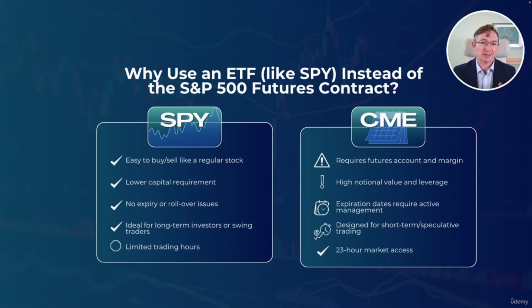ETFs, on the other hand, like the SPY or the QQQ, are simple to understand, and they're easy to trade. And crucially, they don't expire like futures contracts do. You can buy it and forget about it. You can buy them in any standard brokerage account.